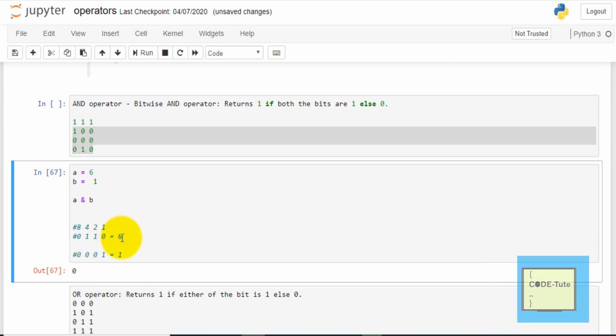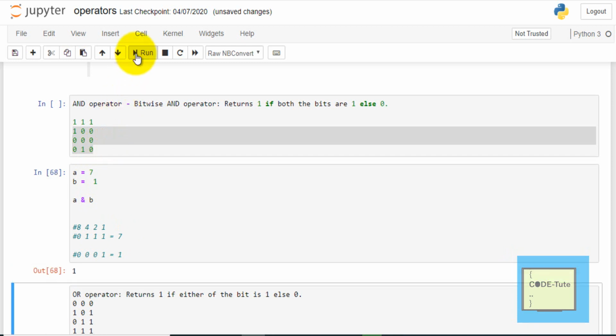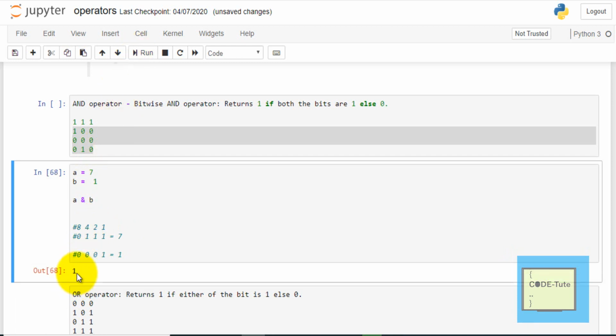Now let's change this value to 7. Here the bit is changed, and I will change it to 7 and run this cell. I will get 1, because 1 and 1 give 1 and the rest are 0. So it returns 1 if both the bits are 1, else 0. So this is bitwise AND operator.